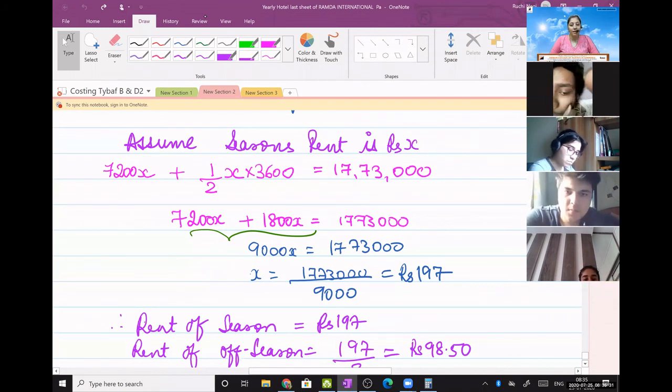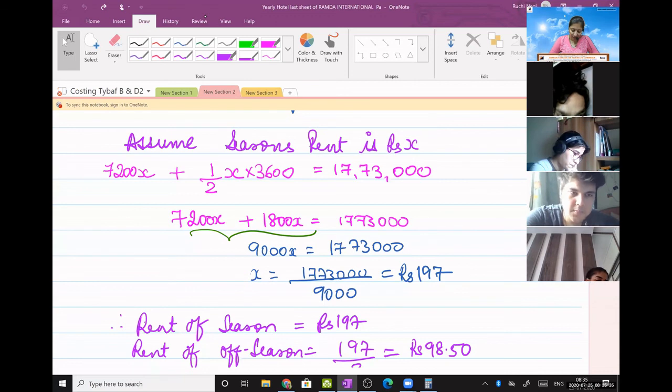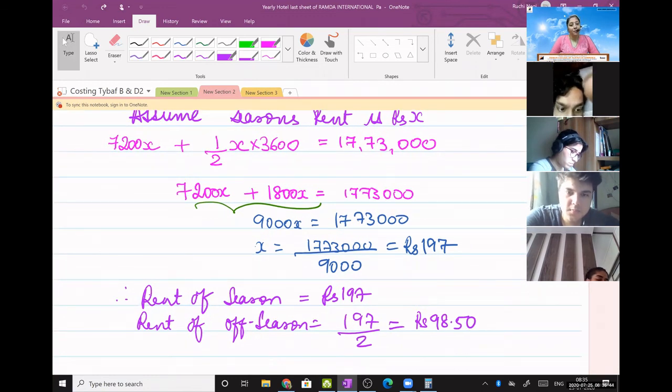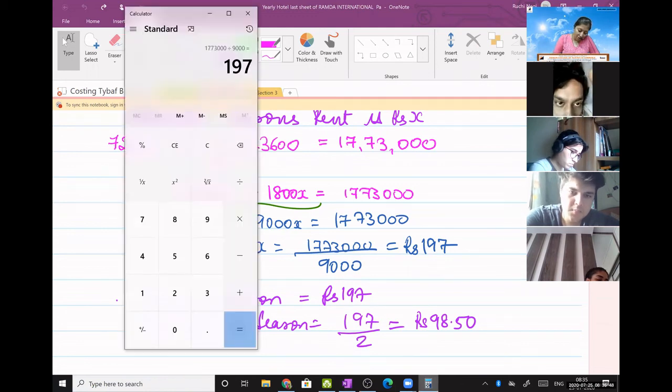And what was X? Season's rent was X. So my season's rent answer is 197. And rent of the off seasons बोला है, सीधा half हो जाएगा. तो 197 का half कर दो, divide by 2. So 98.5.